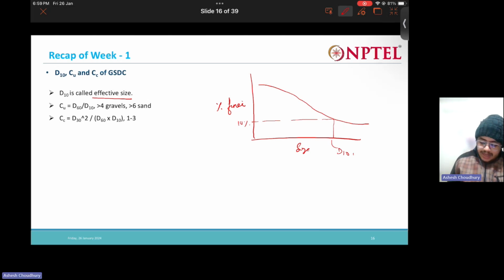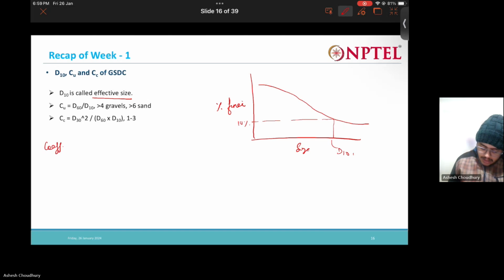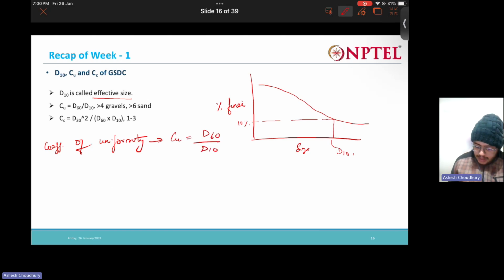And there is a term called coefficient of uniformity, which is nothing but Cu equals D60 by D10. And there is the coefficient of curvature, Cc, which equals D30 squared by D60 into D10.